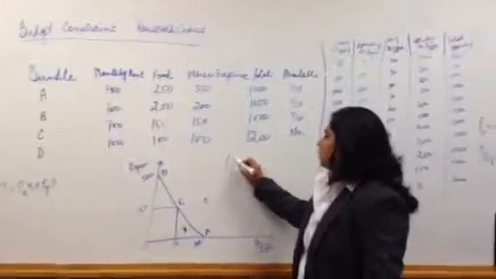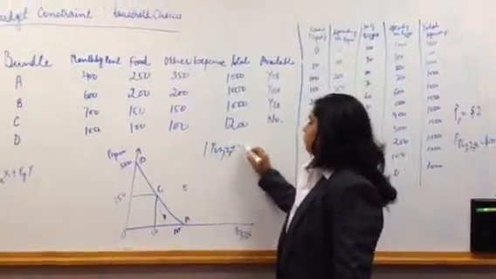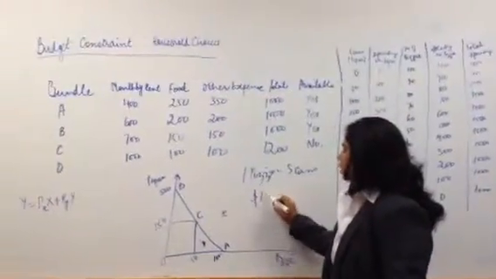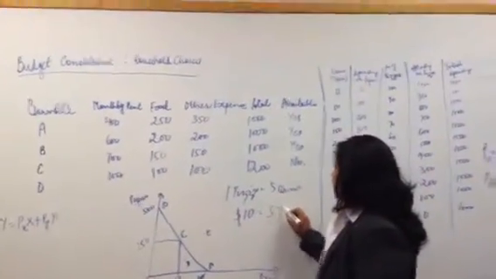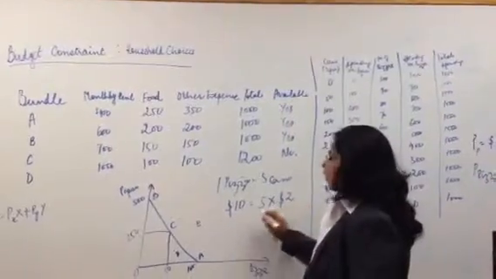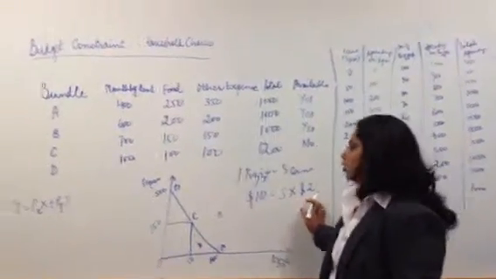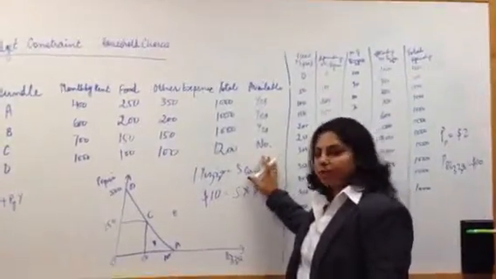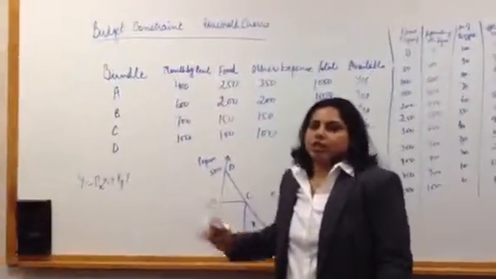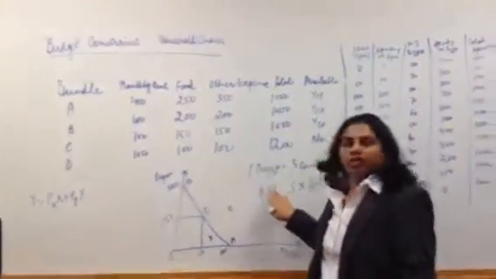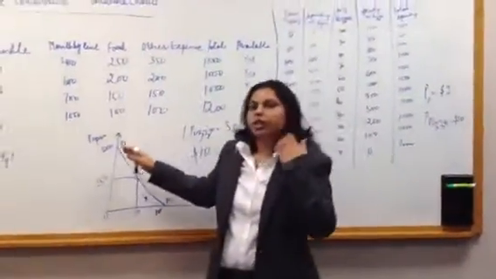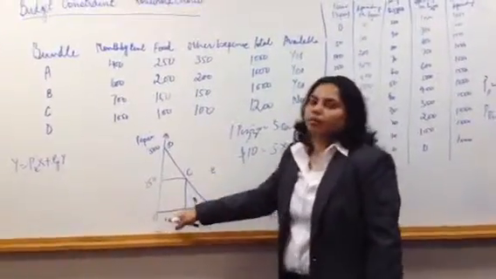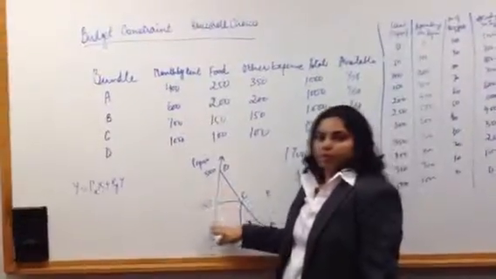For every one pizza, she'll have to sacrifice 5 cans of Pepsi, because each pizza costs $10 and 5 cans of Pepsi at $2 each is again going to cost her $10. So the opportunity cost of one pizza becomes 5 cans of Pepsi. The slope of this budget constraint indicates the same concept of opportunity cost. Obviously, as we go from point B to point A, the number of pizzas is increasing and the number of Pepsis is falling.